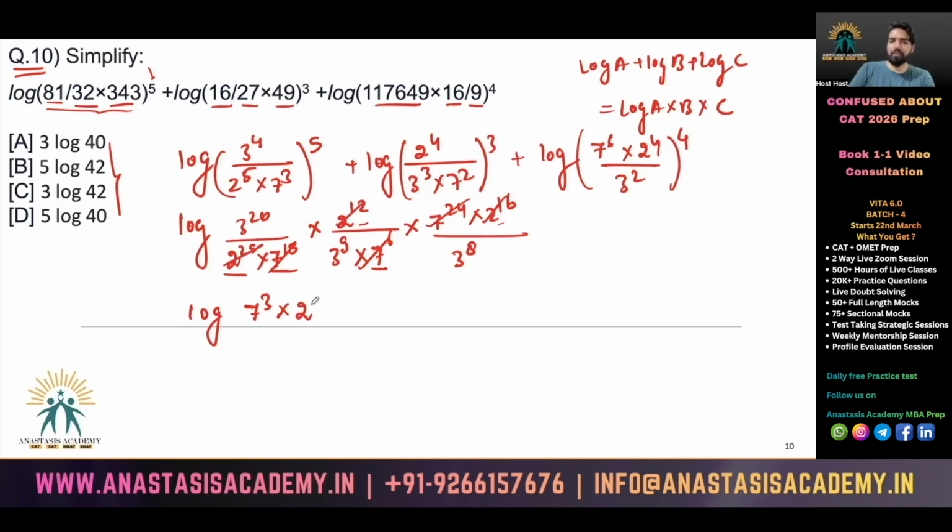I'm left with 2 raised to the power 3 into 3 raised to the power 20. And this is 3 raised to the power 17. So I'm left with 3 raised to the power 3. Or I can write it as log of 7 into 2 into 3, all raised to the power 3. Or I can bring this 3 in front of log. So it becomes 3 times log of 7 into 2, 14, into 3 is 42. 3 times log 42. And option C is the correct answer.